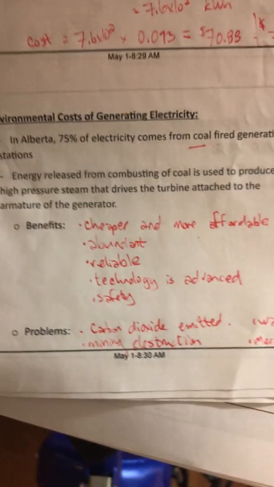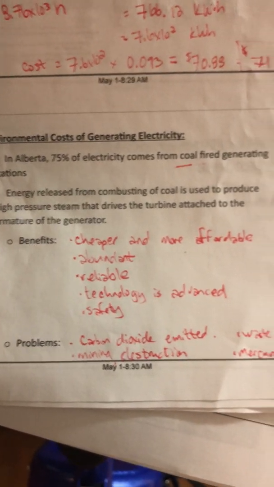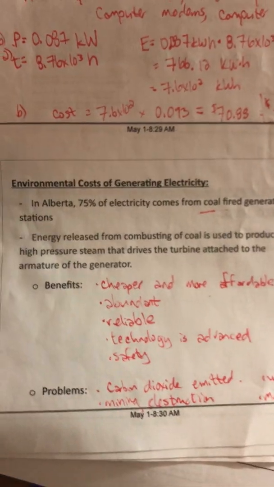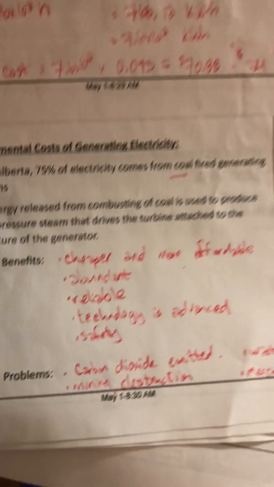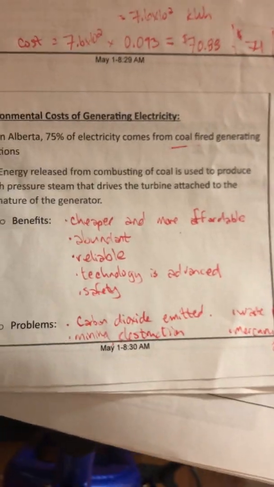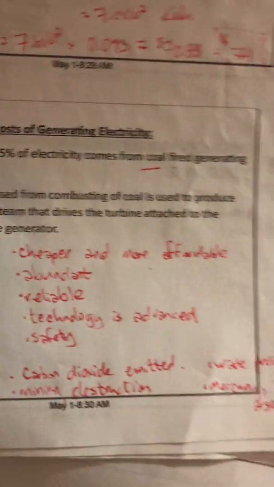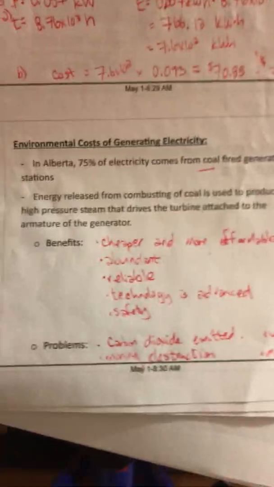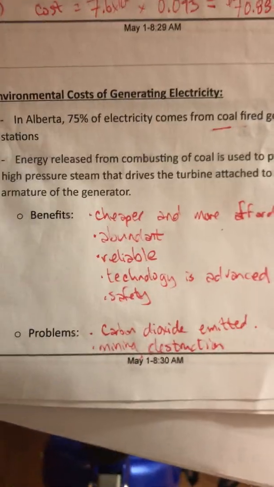So again, sometimes it's not always cost. In Alberta, 75% of electricity comes from coal-fired generating stations. And again, there's some problems with this, right? Some of the benefits: it's cheaper, more affordable, and very abundant in Alberta. It's reliable, and one of the reasons why is that it's been around for so many years that the technology is quite advanced, and safety has been worked on for many, many years to make sure it's quite safe.